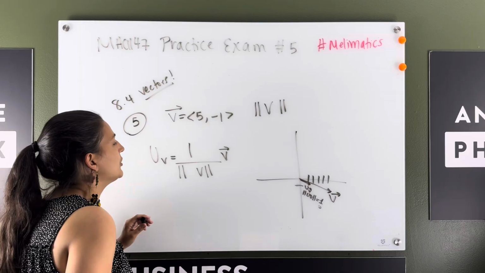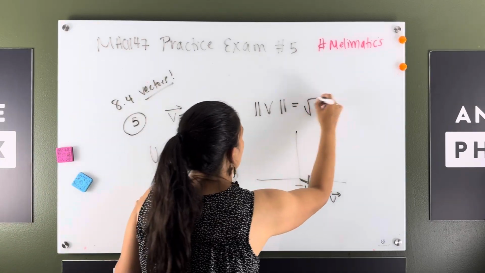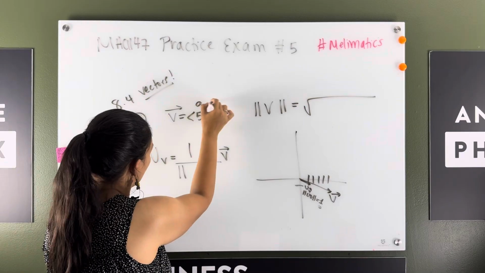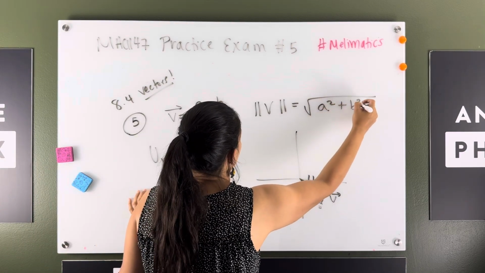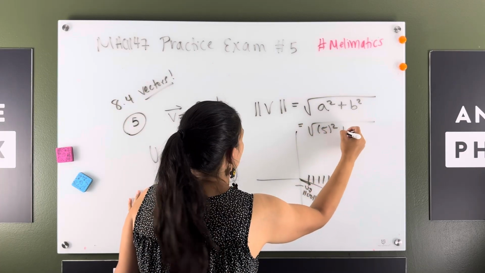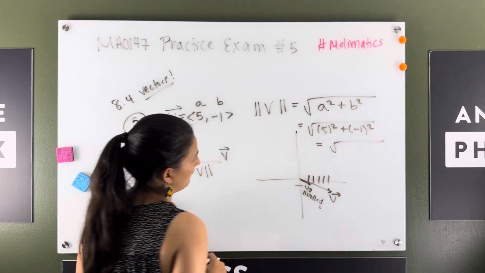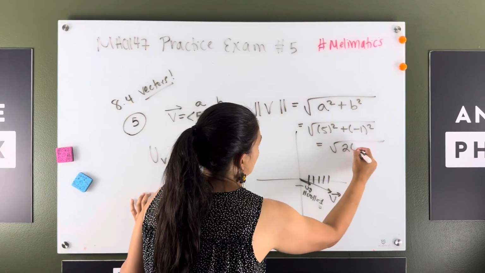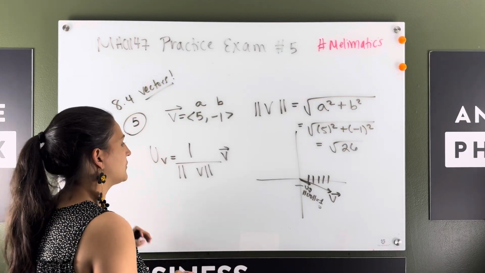Okay, so with that being said, let's find the magnitude. We've talked about this before. You can call this A and this one B. We're doing A squared plus B squared. So it's going to be 5 squared plus -1 squared, which is 25 plus 1, which is 26. Try to simplify it if possible. Can't simplify that. So it's the square root of 26.